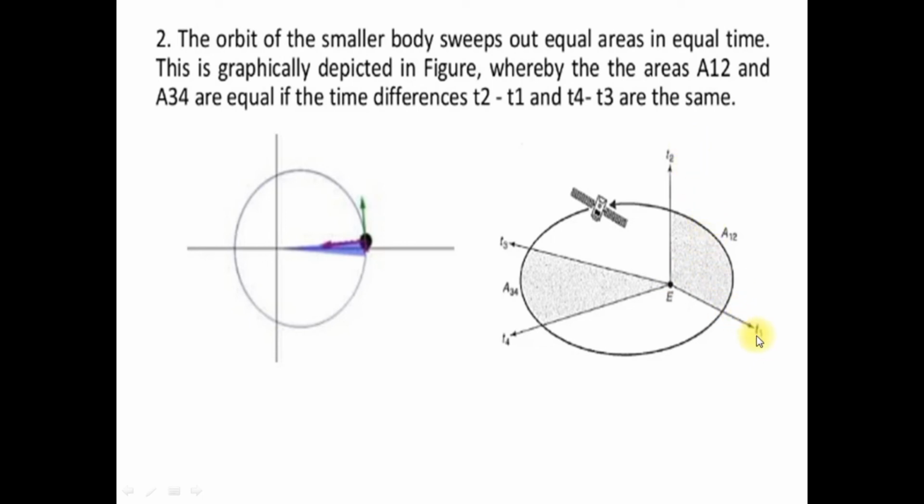For example, say from 1 hour to 2 hours, and from 3 hours to 4 hours. So the time period will be 1 hour for each, the same for both. The area covered in the first 1 hour will be A12, and in the second 1 hour will be A34. So these areas will be the same: area A12 is equal to area A34. This is the second law: in equal intervals of time, it will cover or sweep equal amounts of area.